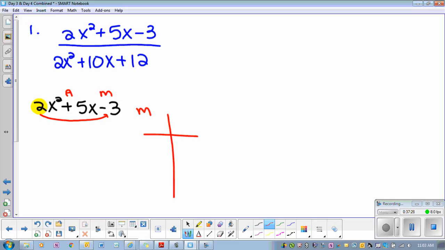What's 2 times negative 3? Negative 6. My a number still stays the same. That's 5. So what 2 numbers multiply to give me negative 6, but add to give me a positive 5? Good. 6 and negative 1.